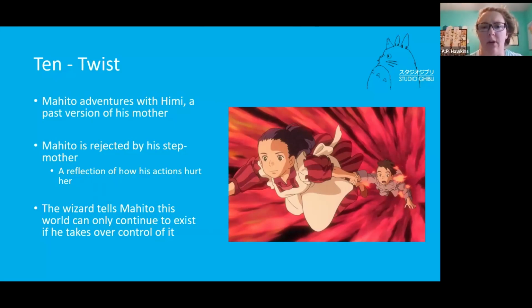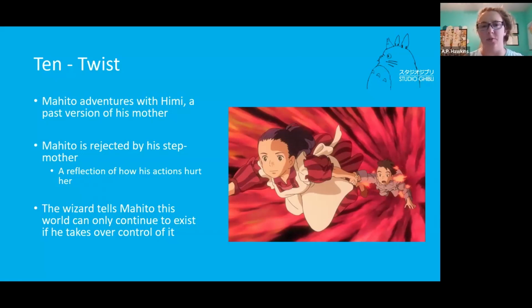And also in the tower, they find a wizard who is kind of the creator of this magical world and is Mahito's uncle. And the wizard is telling Mahito, or is kind of tempting him, this magical world can only continue to exist if you, Mahito, take over control of it, because it has to pass to someone in the family. And so you would have to leave your whole world behind, leave behind all your grief and this world that you have kind of decided that you hate, to take control of this magical world.